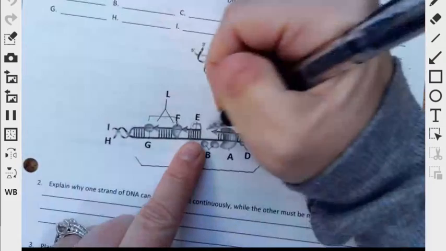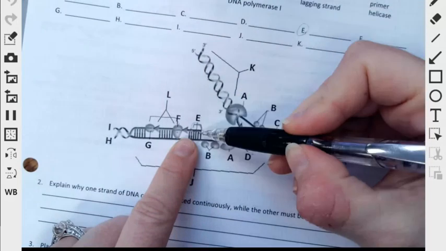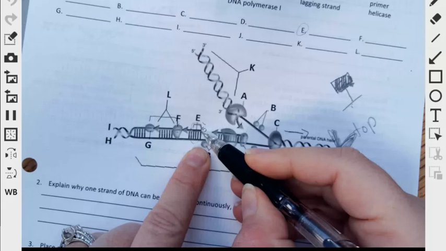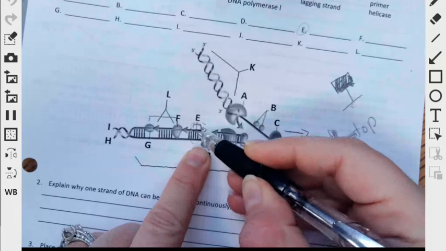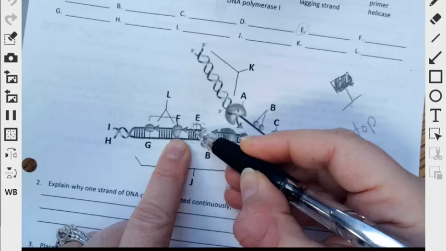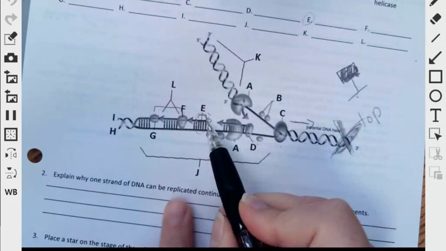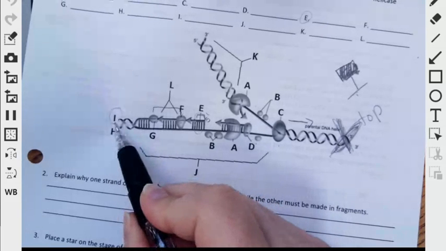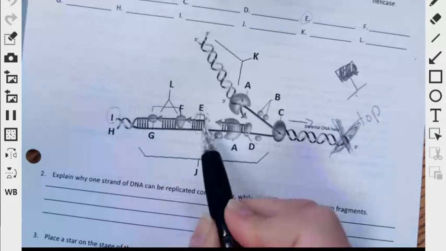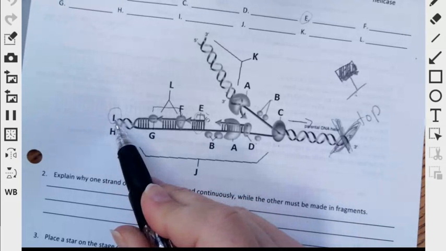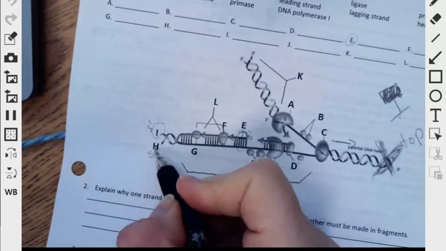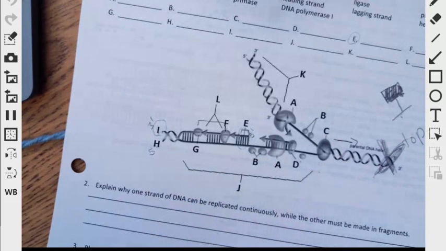So if the arrow's pointing this way, which means that we're replicating in this direction, the first one that went on would be the 5' end. So anytime we end, that would be a 3' end, okay? So watch my pencil here, because if this is a 5' end, let's keep following. So I would be what? 3, which means H has to be the 5' end. Okay? All right.